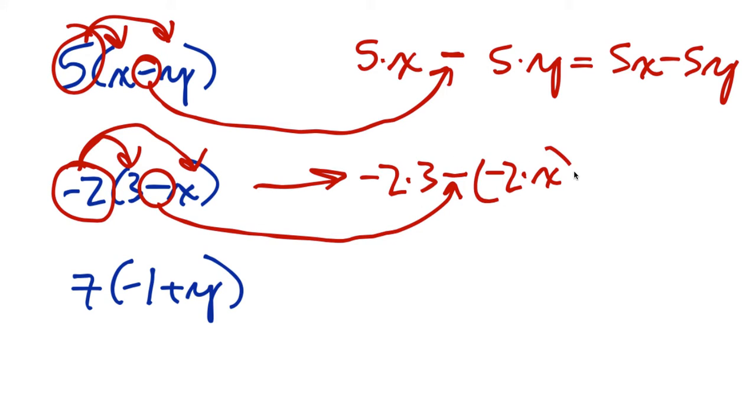Now I know you guys see, ooh, 2 signs in a row, 2 negatives, ooh, double dagger. So that's going to become negative 6 plus 2x. Glad you guys saw that.